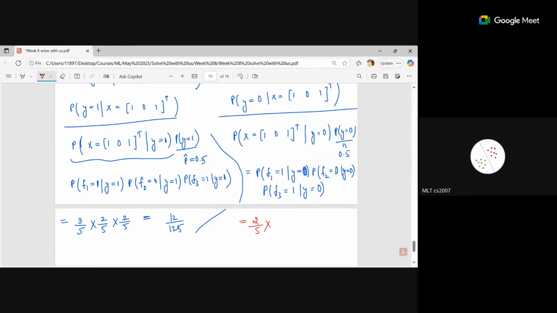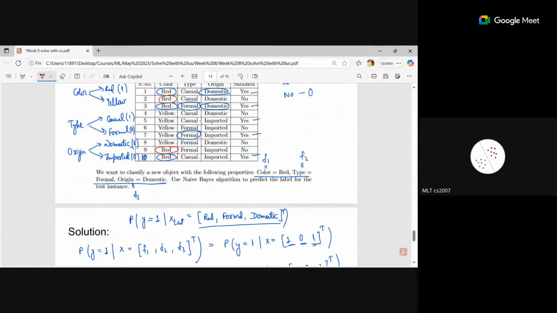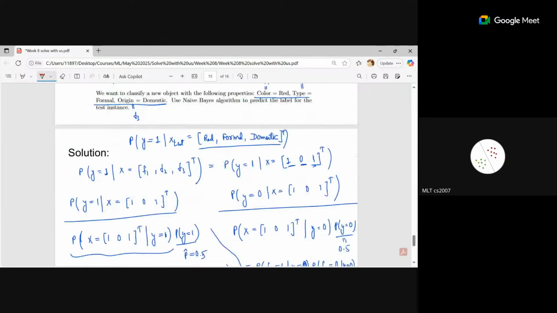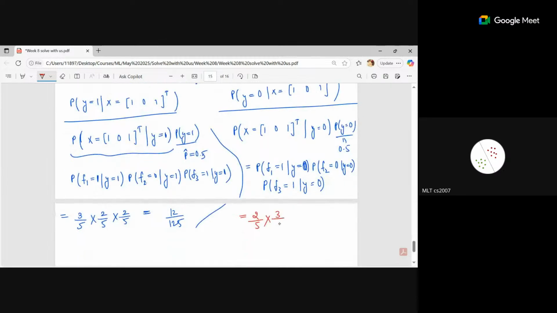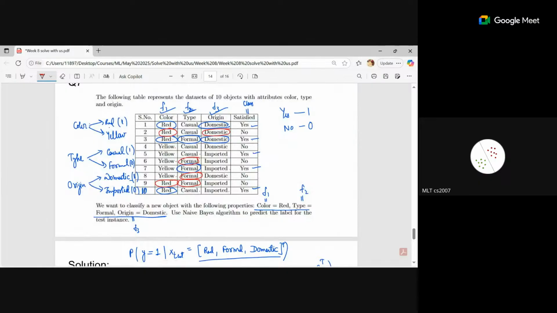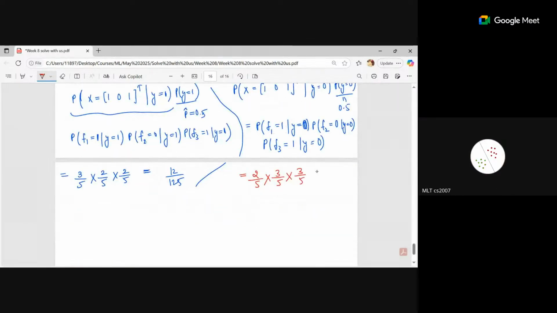Now F2 is equal to 0. It means you have to look for formals. Formal and no, right? So no formal. So this is 1, 2, 3 by 5. This is 3 by 5. And what is F3 is equal to 1? That is domestic, you have to see. So in no, you have to look for domestic. So 1, 2, 3. 3 by 5. Right? This is 18 by 125.